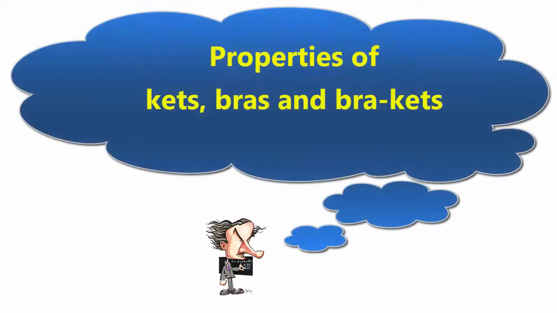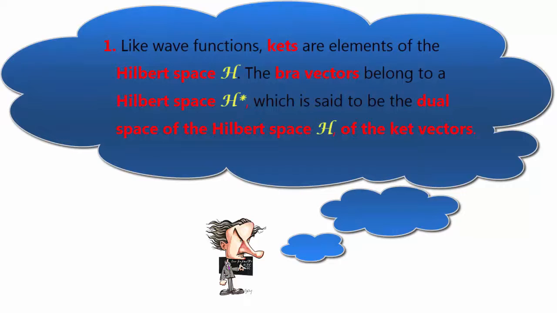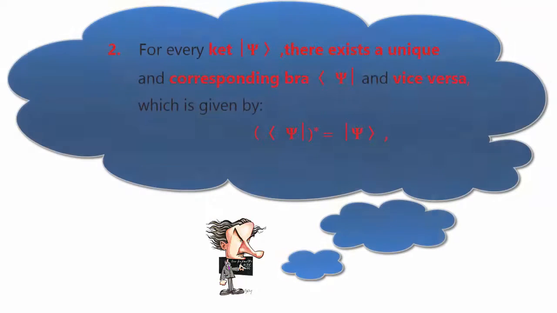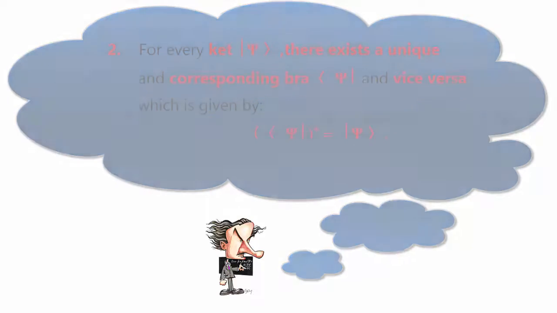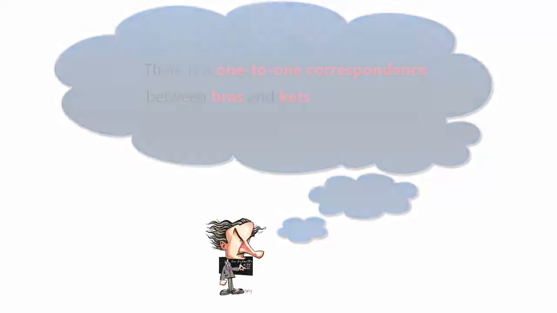Properties of kets, bras and bra-kets. 1. Like wave functions, kets are elements of the Hilbert space H. The bra vectors belong to a Hilbert space H star, which is said to be the dual space of the Hilbert space H of the ket vectors. 2. For every ket |psi>, there exists a unique and corresponding bra <psi| and vice versa, which is given by <psi|* = |psi>. There is a one-to-one correspondence between bras and kets.